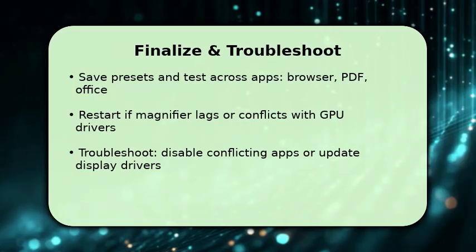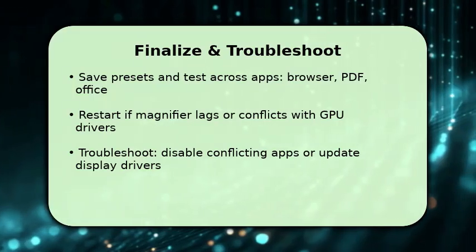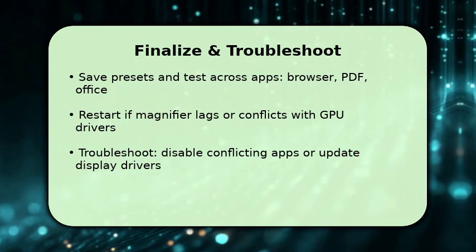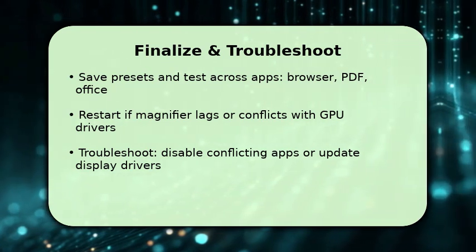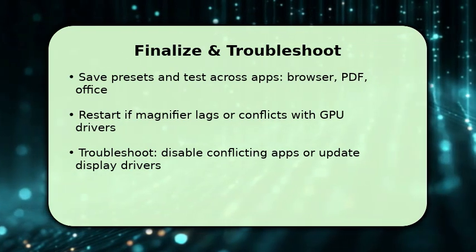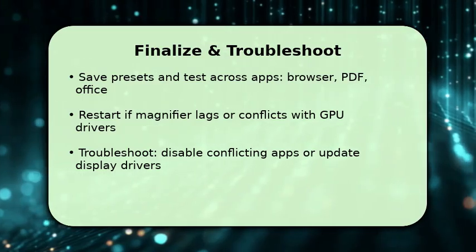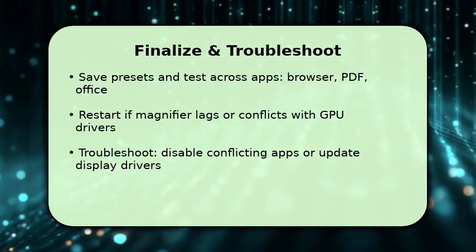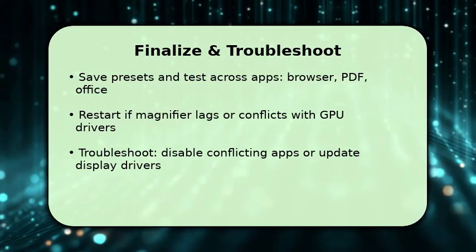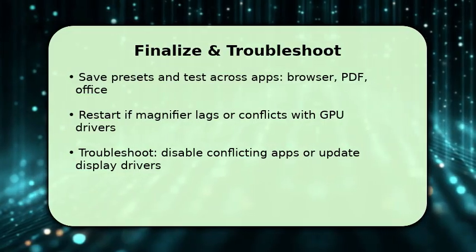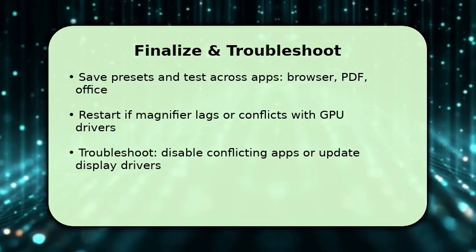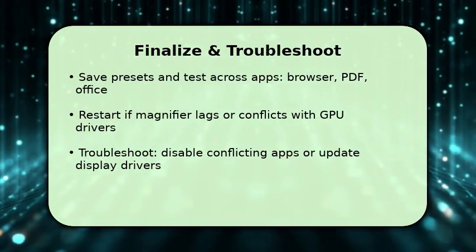Finish by saving any presets and testing zoom across common apps like your browser, PDF reader, and Office suite so you catch app-specific quirks. If the magnifier feels laggy or causes flicker, restart your machine and check for display driver updates. GPU driver conflicts are a frequent culprit. Make sure to disable other screen-enhancing utilities if problems persist. If nothing works, revert settings and try a different magnification method to isolate the issue.